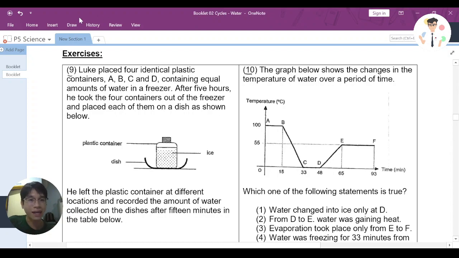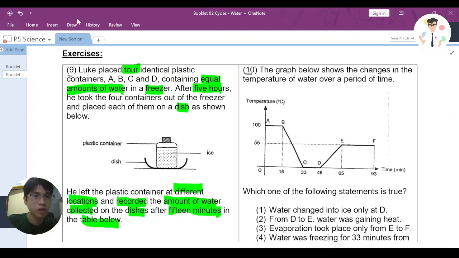Luke placed 4 identical plastic containers A, B, C, D containing equal amounts of water in the freezer. After 5 hours, he took the 4 containers out of the freezer and placed each of them on a dish as shown below. So you can see this is ice, a plastic container, and a dish. He left the plastic containers at different locations and recorded the amount of water collected on the dishes after 15 minutes in the table below.